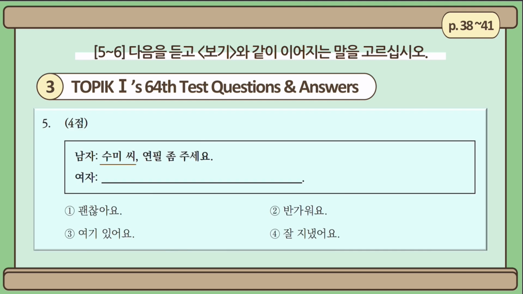수미 씨, 연필 좀 주세요. 좀 주세요. Please give me something. 연필 좀 주세요. Please give me a pencil. Here, 좀 주세요 indicates a situation where the man is requesting something from the listener. So the most appropriate answer would be 여기 있어요. Here you are. Number 3.